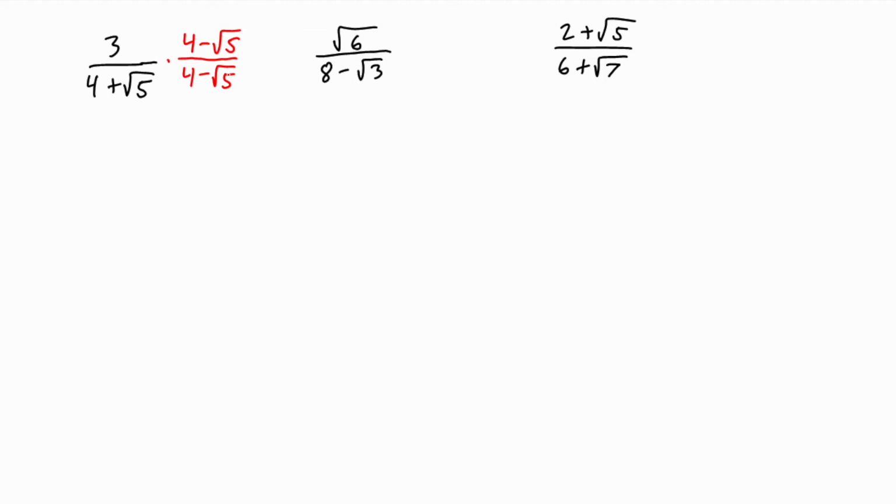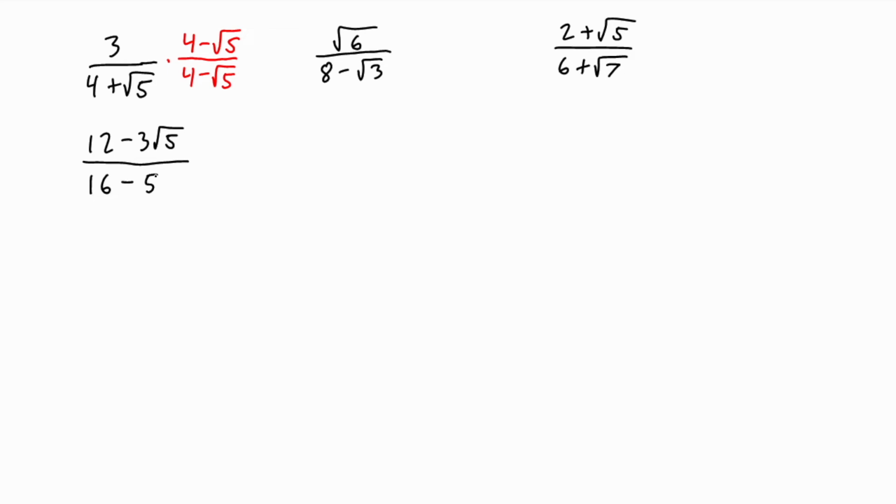And let's multiply the top one. It's just simple distributive property. 3 times 4 is 12. And 3 times negative square root of 5 is negative 3 square root of 5. Over, and this is where the difference of squares comes in. We could multiply this out, or if you know difference of squares, this will just come out to 16 minus 5.